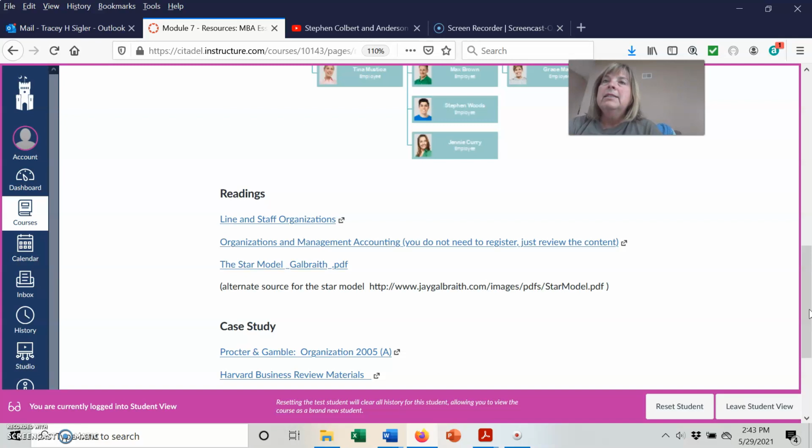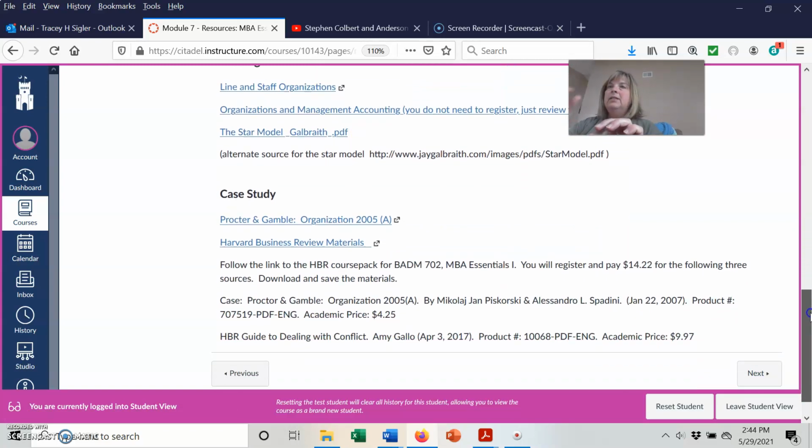You've got 3 readings here. The middle one here, you don't need to register, just review the content. And then the STAR model is a PDF. If that's difficult for you to read, you should be able to get it at this link. And then one of the materials from the Harvard Business Review course pack is a case study about Procter & Gamble. This is a very large multinational organization that has a very complex structure. So we're going to use that as an example of structure.